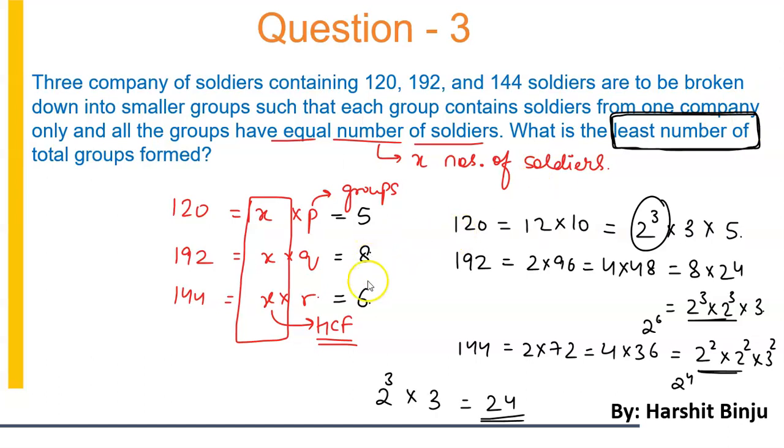So that will be 24 groups. Again, that's your answer. See, again, it's not about calculating HCF or LCM. If the question was simply, okay, calculate HCF of 120, 192 and 144, most of you would have done this question. It's a very simple thing. But when they use words, then it becomes a problem.